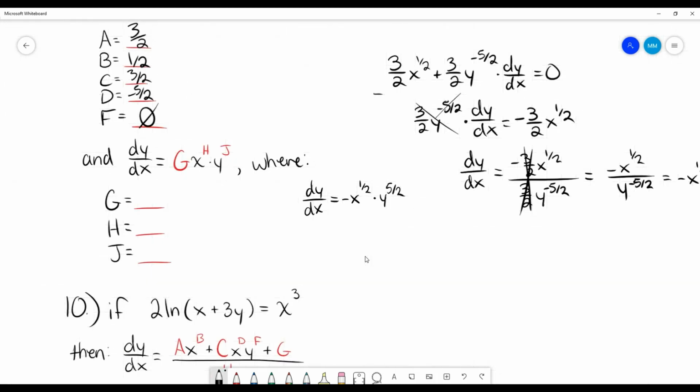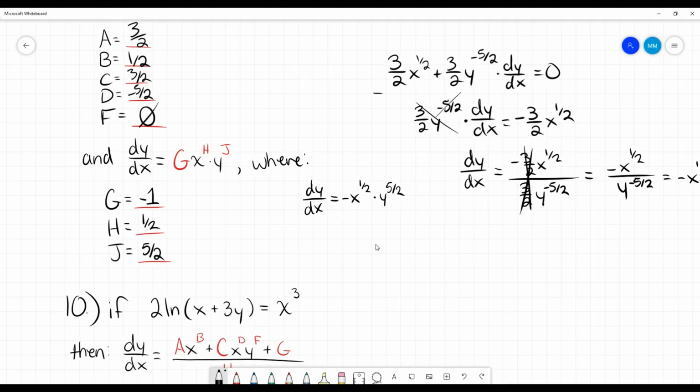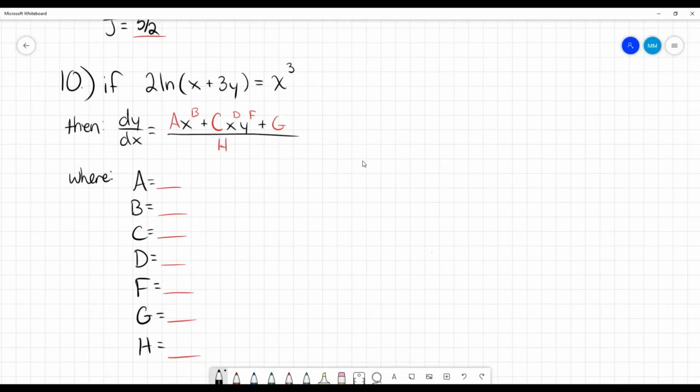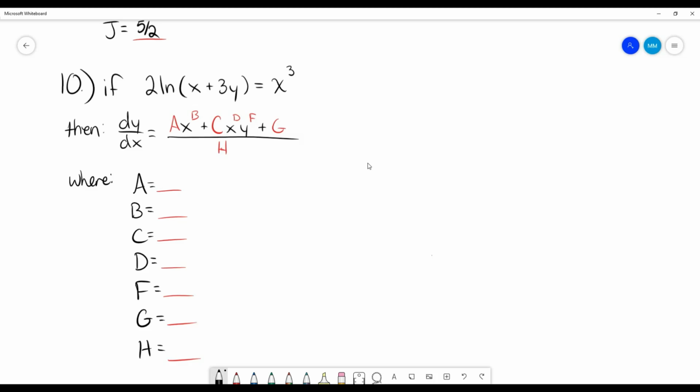Is that in the terms they wanted it in? Looks like it. G is going to be -1. H is 1/2. And J is 5/2. Boom. All done. Let's try number 10. Number 10 is similar, but it's a little bit more complicated to work with.